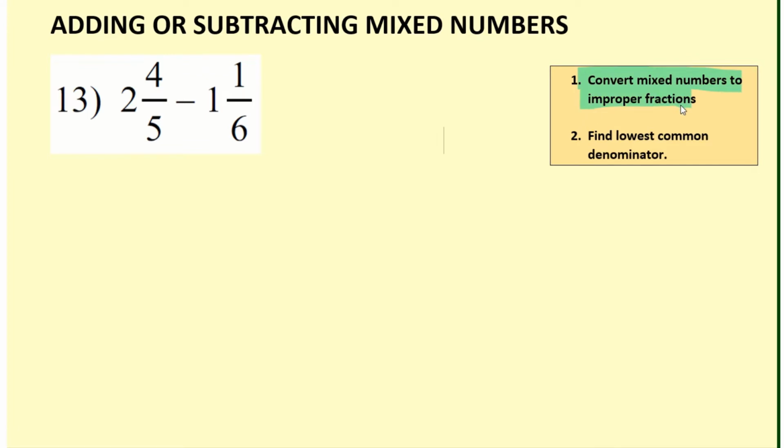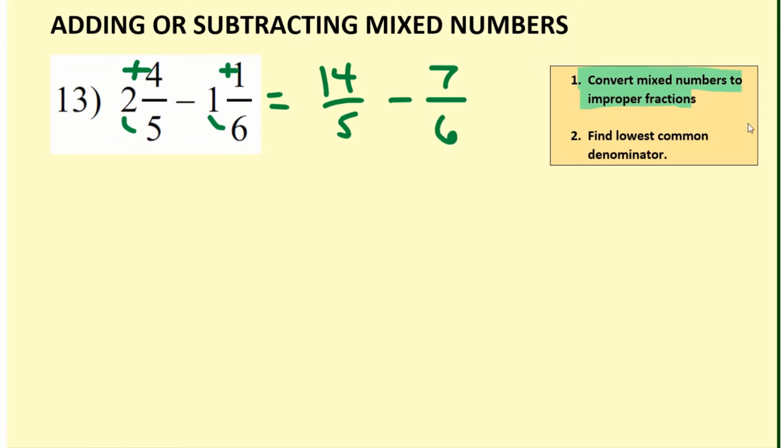The first thing that I want to do, it's my personal preference, is convert it from a mixed number to an improper fraction. So that's what we're going to do first. I'm going to say 2 times the 5 plus the 4. 2 times 5 is 10, plus 4 is 14. So that is going to be equal to 14 over 5. And then I'm going to do 1 times 6, which is 6, plus the 1, which is 7. So it's minus 7 over 6.